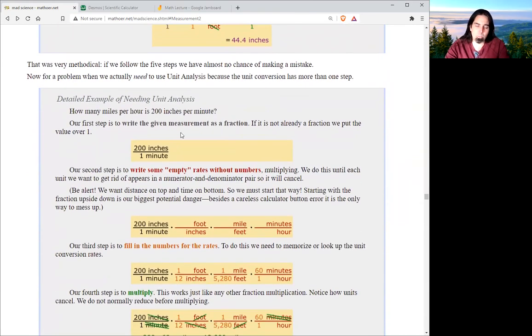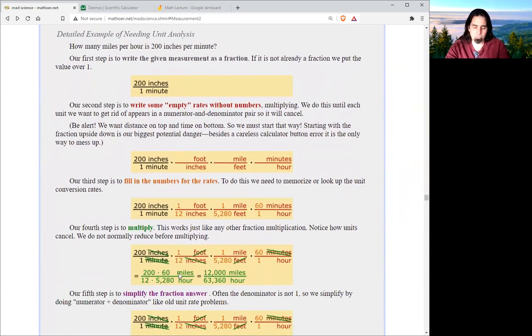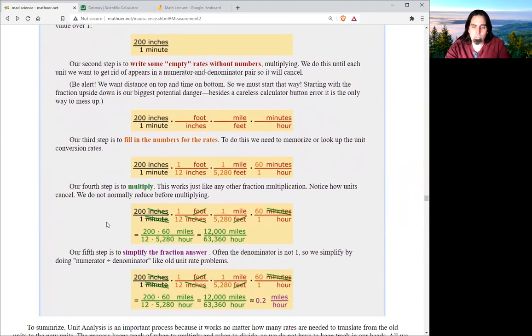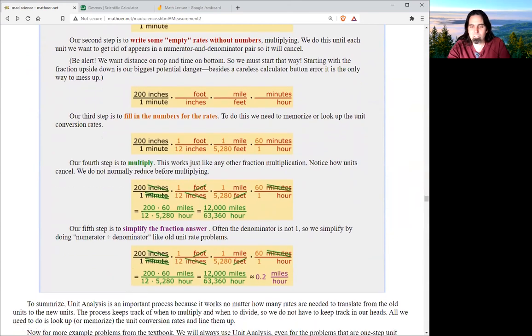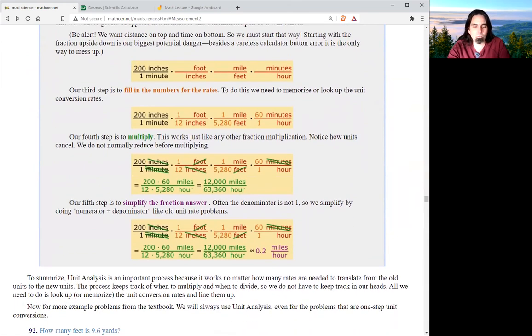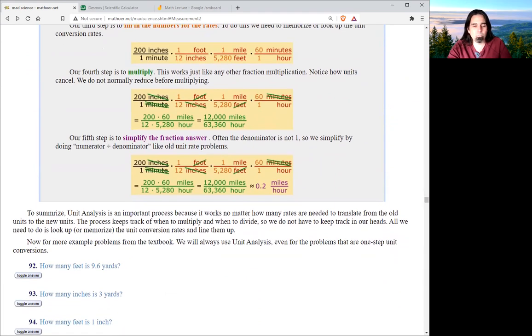So how many miles per hour is 200 inches per minute? It's this long process. It involves lots of steps, but when you're good at it, like riding a bike, it's very fail-safe. You have no choices to make. It tells you whether to put inches on top or bottom. It tells you that you're multiplying across the top separately from the bottom because you're multiplying fractions. It tells you to do top divided by bottom to get a decimal at the end. So since you don't have to make choices, then you won't make silly mistakes. So if you learn the process, it's this nice, reliable way to do pretty tricky problems.